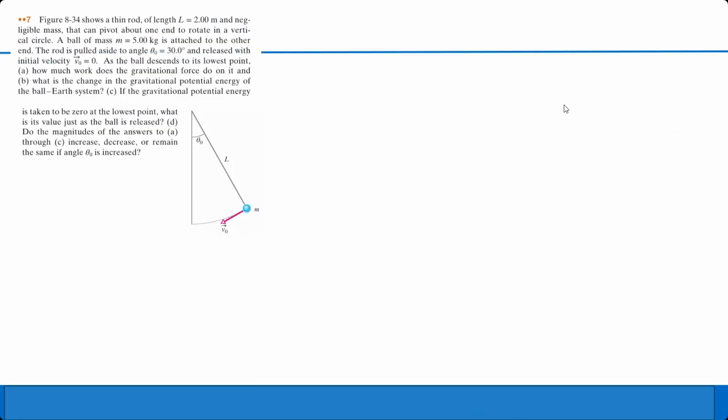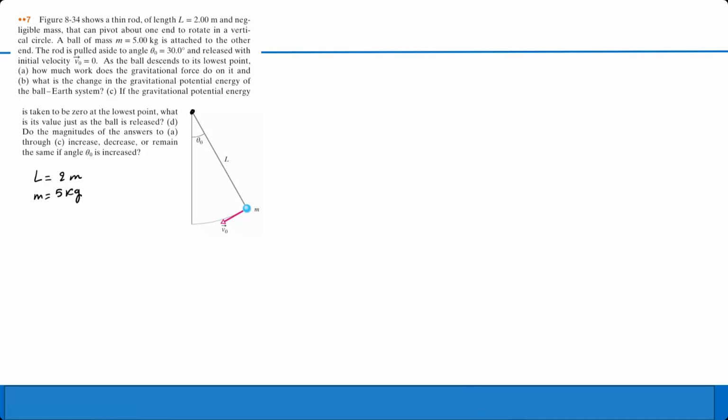So in this question, we have a thin rod of length L equals 2 meters and negligible mass that can pivot about one end to rotate in a vertical circle. So this rod has some sort of an axis or a hinge, and thus it can rotate around this point in a vertical circle. A ball of mass 5 kilograms is attached to the other end. So let's just write the given down. I have the length is 2 meters. The mass of the ball is 5 kilograms.